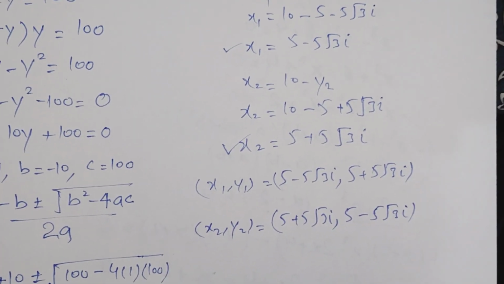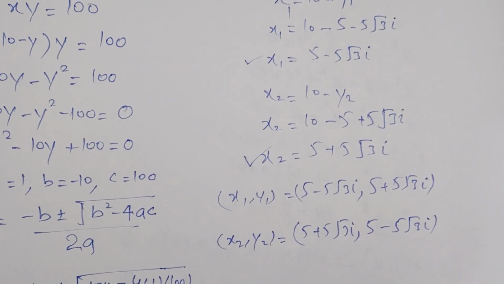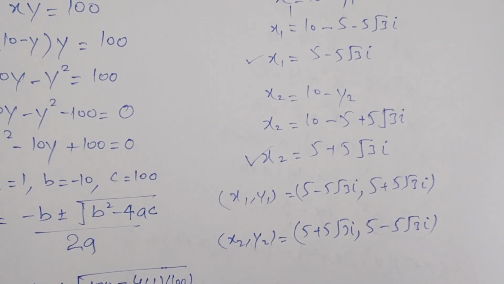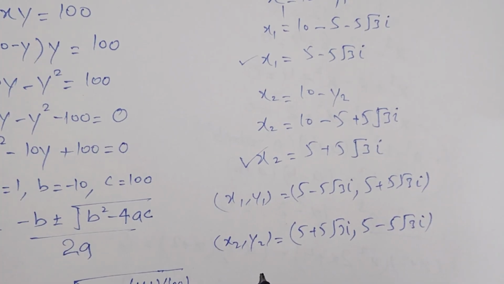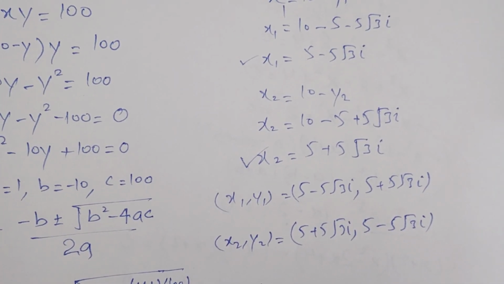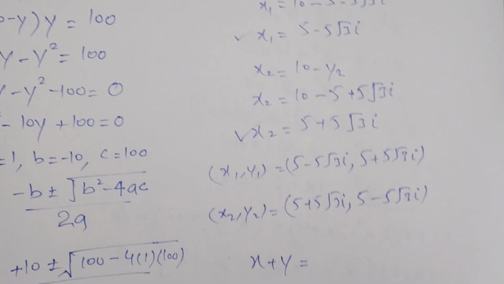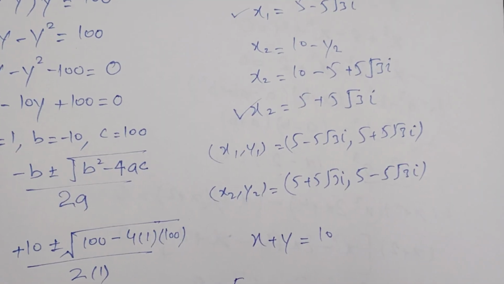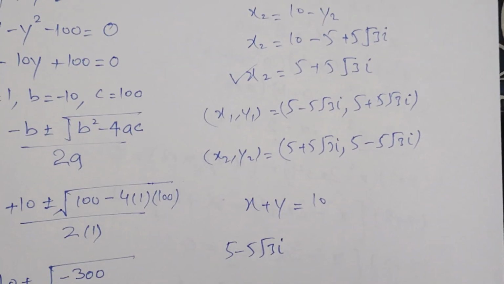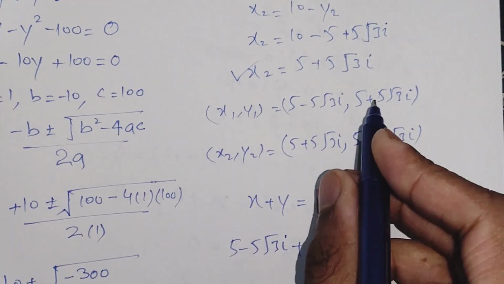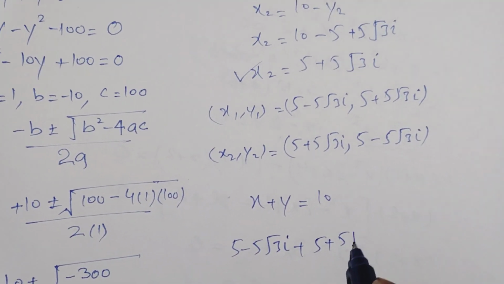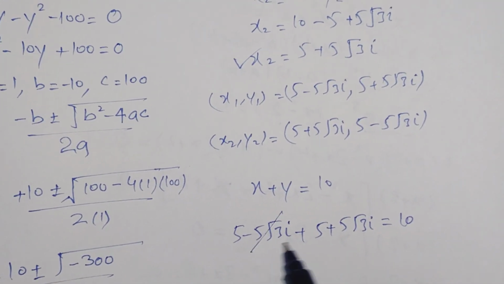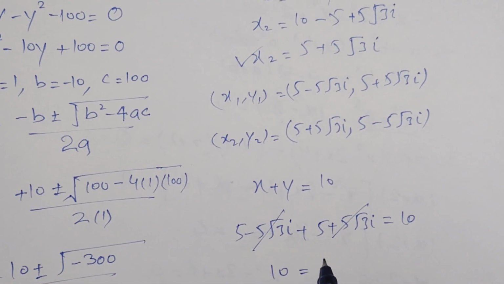Now we'll check whether our solution is correct or not. So we will put the values of x and y in any equation. Let's say we take the first equation, x plus y equals 10. We put the value of x1 here, 5 minus 5 square root 3 iota. Put the value of y1, 5 plus 5 square root 3 iota, equals 10. Here you can see this cancels with this, and 10 equals 10.